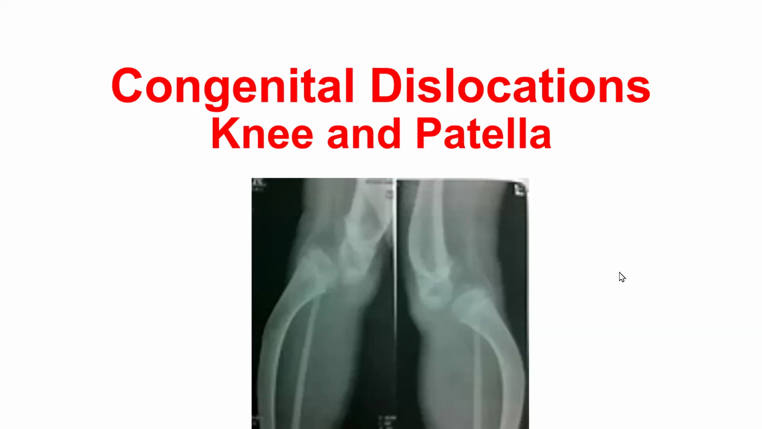Look at this X-ray. Look at where the tibia is in relation to the distal femur. It is anterior. Keep this in mind. Many times you ask the question, if you get a congenital dislocation, describe the position. Is it posterolateral? Is it posterior? Is it anterior? Is it anteromedial?